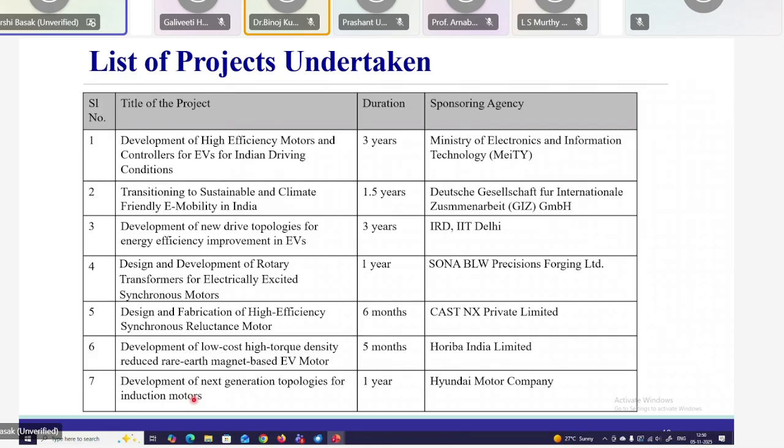So moving ahead, we are in talks with Tata Motors as well, and with Hyundai Motor Company, for an extension of this project, where we are thinking of integrating AI and ML content in the control of induction motor drives. So this is the brief overview of the lab.